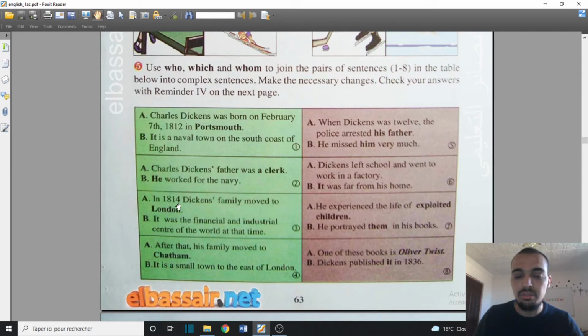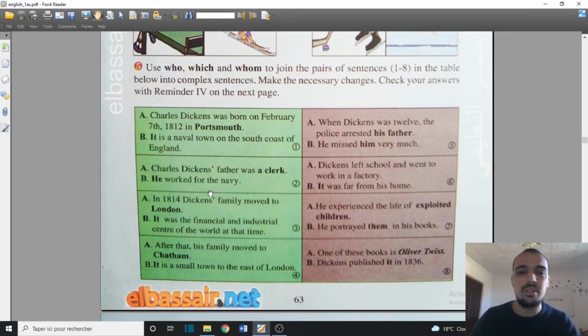In 1814, Dickens' family moved to London. Here we are shedding light on London. Then in the second sentence, it was the financial and industrial center of the world. Here, it is used as a personal pronoun to refer to London. Instead of saying London was the financial and industrial center of the world, we just use the personal pronoun it. So we understand that the two sentences have a relation between them, so they are relative clauses and can be linked together using a relative pronoun.